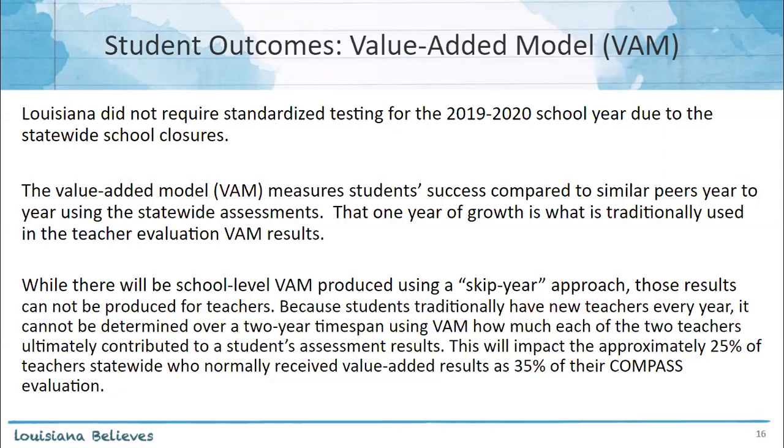VAM results. As I mentioned before, while there will be school level VAM produced using a skip year approach, those results cannot be produced for teachers. Because students traditionally have new teachers every year, it cannot be determined over a 2-year time span using VAM how much each of the 2 teachers ultimately contributed to a student's assessment results. This will impact the approximately 25% of teachers statewide who normally receive value-added results as 35% of the Compass evaluation.